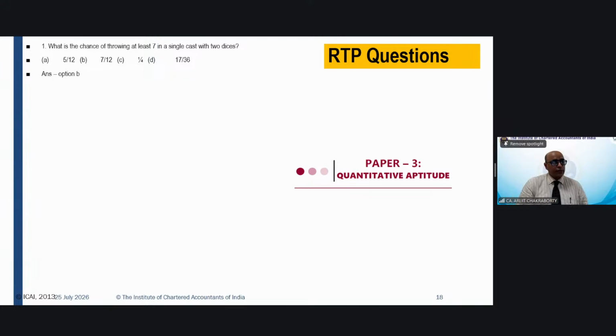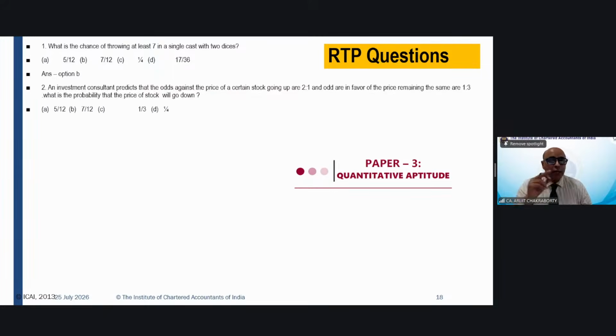At least 7 in a single cast, so here 7, 8, 9, 10, 11, 12. All possibilities we will have to check, and then you will arrive at the probability 7 by 12. The possible number of outcomes is definitely 36, and the chance of throwing at least 7. Please note, at least 7 means 7 and above.